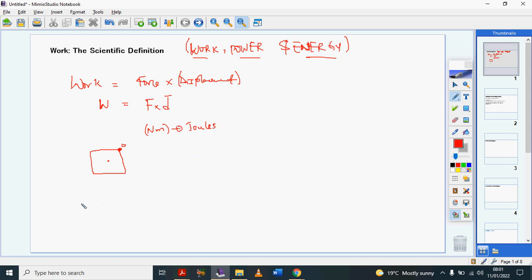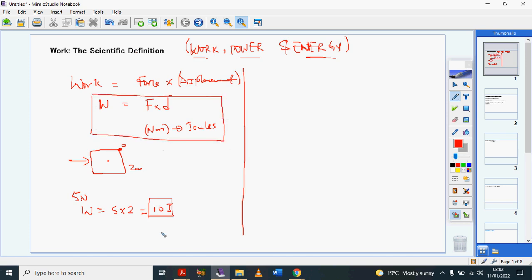So if, for example, you use 5 newtons to push this block, let's say this is a block that you're pushing, and you use 5 newtons to push it for 2 meters, then your work done is going to be 5 times 2, which is equal to 10 joules, right? So yeah, that is the basic definition of work done. It's force times displacement, right?